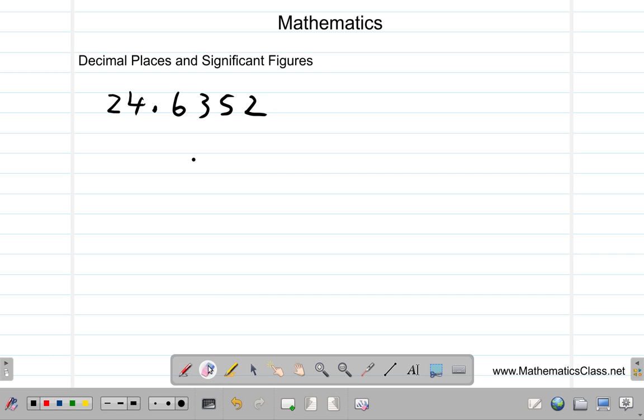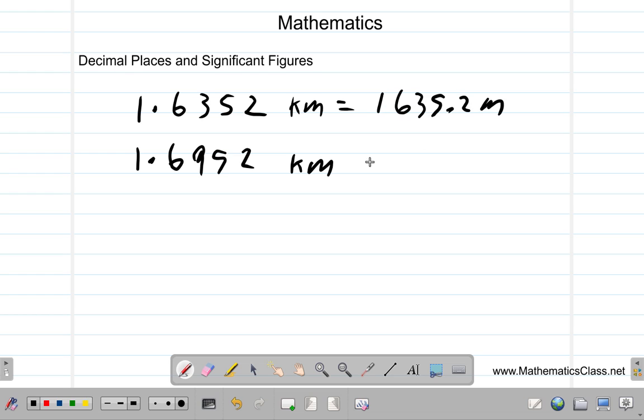Suppose you have 24.6352. Now, we're going to look at the reason why you do certain things in rounding off before you actually round off a number. If you measure one distance and you get 1.6352 kilometers, you can also measure another distance and get 1.6952 kilometers. How much meters is this? 1635.2 meters, if you remember your measurement, and this one is 1695.2 meters. So you measure these distances.